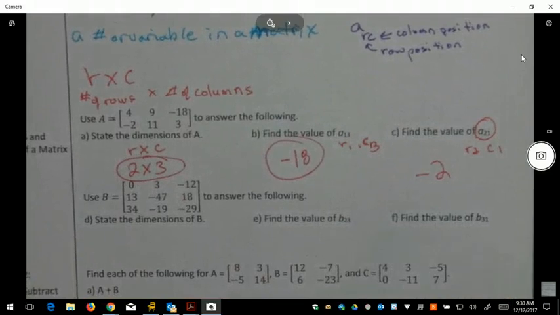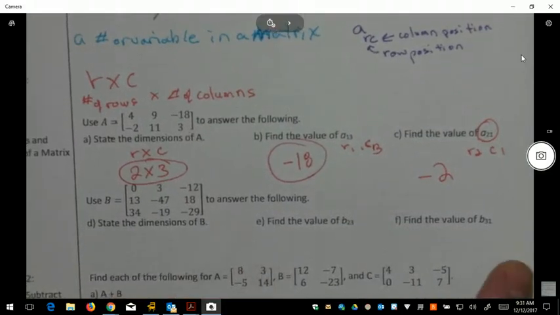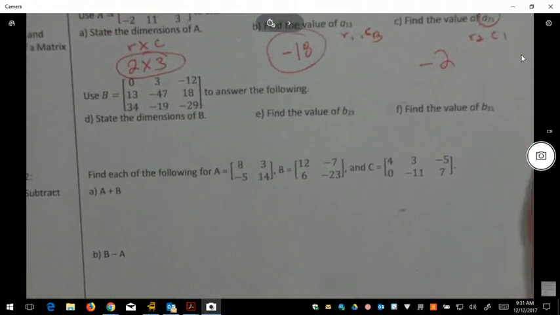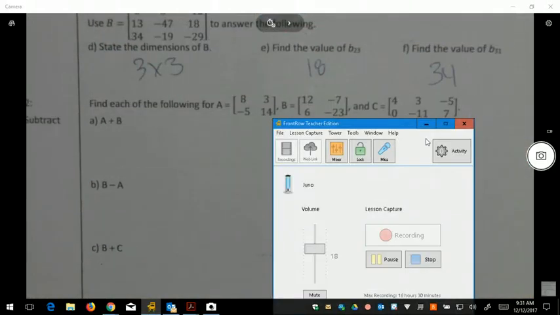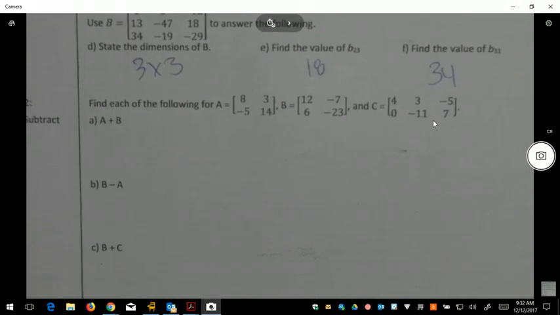Try this for matrix B. Try the problems underneath matrix B. So the correct answers for D, E, and F are 3 by 3, 18, and 34.